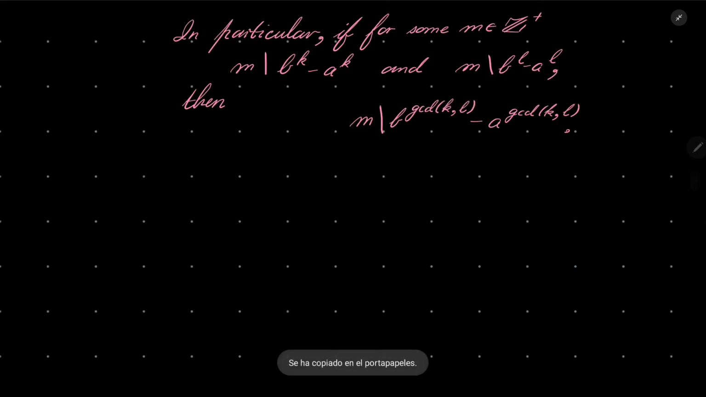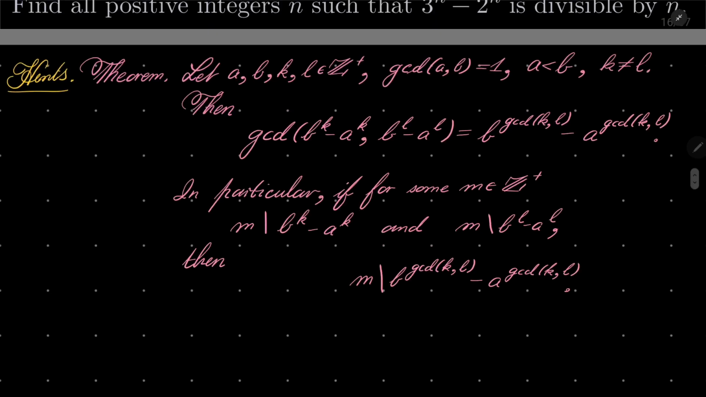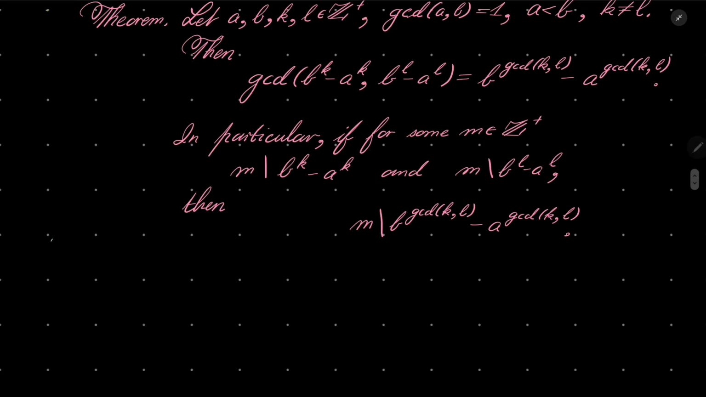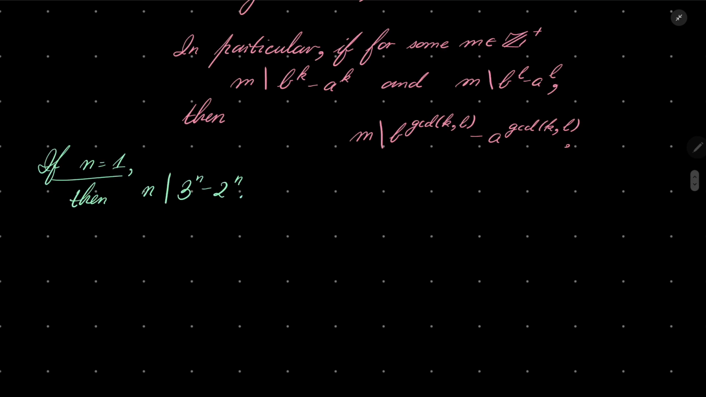Okay, so you know what, let's keep our theorem written, stated. Now, first case, if n equals 1, then obviously n does divide 3 to the power of n minus 2 to the power of n. Nothing interesting.